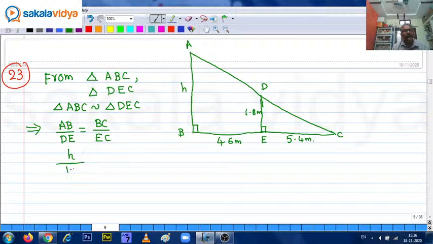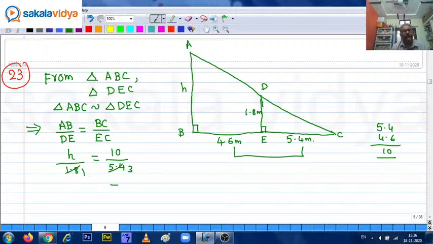DE is 1.8. BC is equal to the sum of these two, 5.4 plus 4.6, that is 10. So 10 upon EC, EC is equal to 5.4. So 18 by 54 gives 1 by 3, so 10 by 3 meters. This is the answer. So this is the similar triangles method, but the trigonometry method we can also apply.